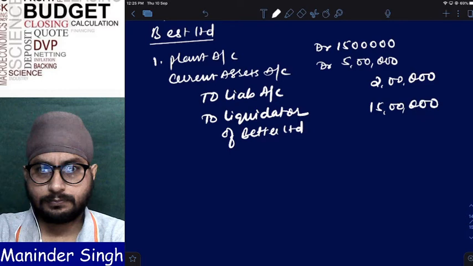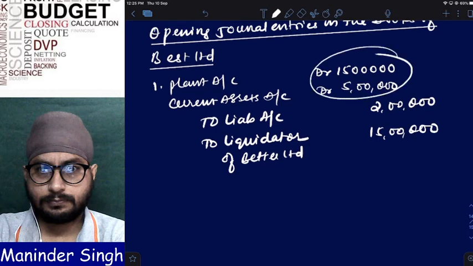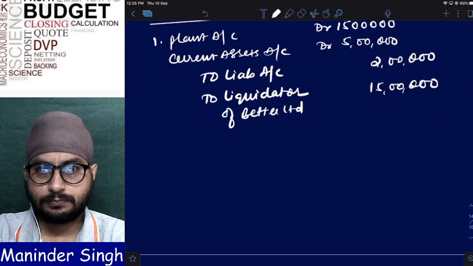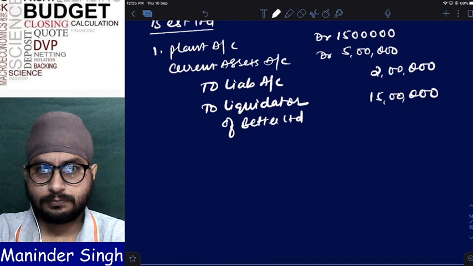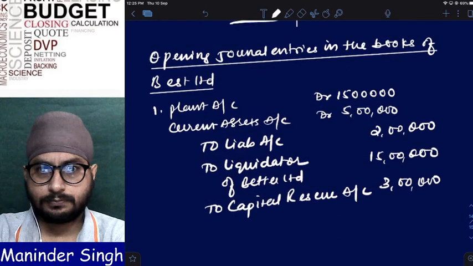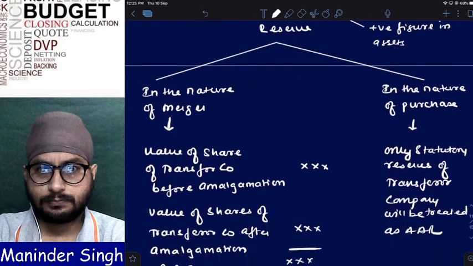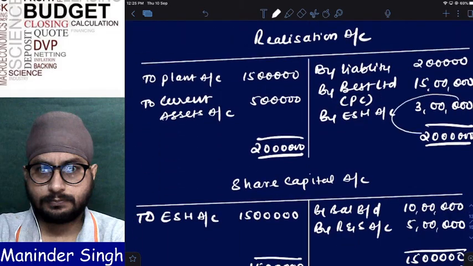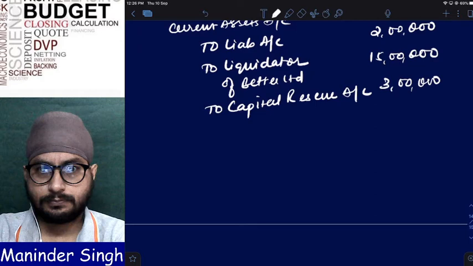15 lakhs. Now tell. Sir, your net assets are 20 lakhs. I am paying you how much? 17. Now tell, to capital reserve, how much? 3 lakhs. Now tell, how much was the loss in realization for Better Limited? 3 lakhs. Same thing I am getting here also, closing balance.